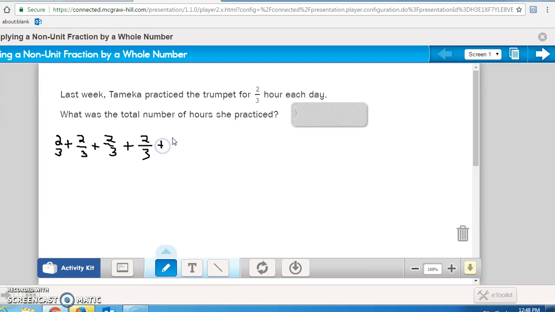So imagine you writing this. Now, since I'm already up to 5 and I know I got to go up to 7, I'm going to add those last two together and just come up with 4/3. My denominator stays the same, thirds, and I add the numerators, 2, 4, 6, 8, 10, 14. So what was the total number of hours that she practiced?